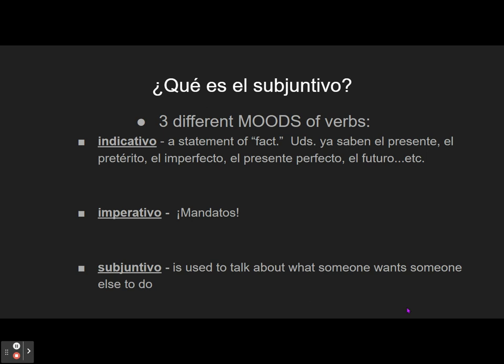And finally, we use el subjuntivo to talk about what someone wants someone else to do. So you may have heard that and been like, what the heck? And we will be delving more into this over the next several days.